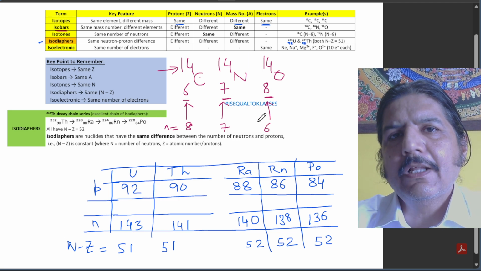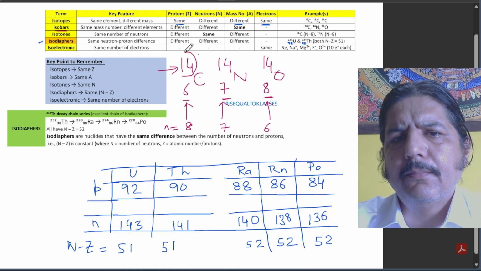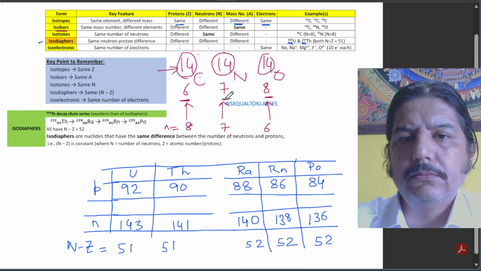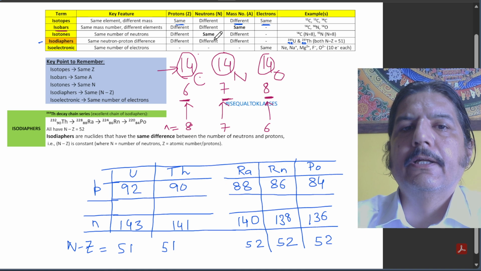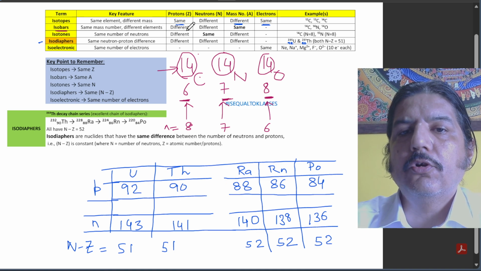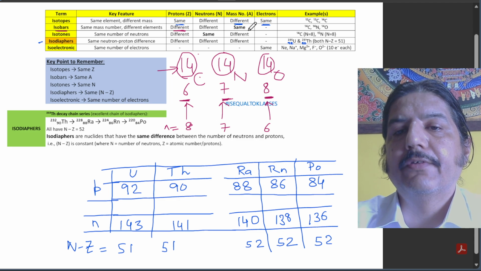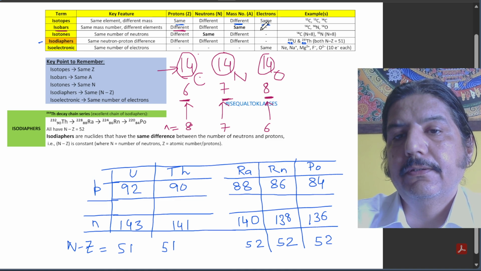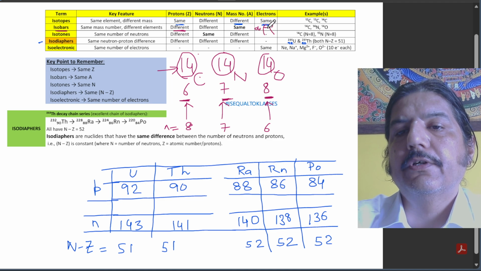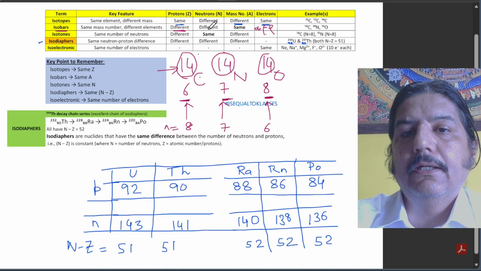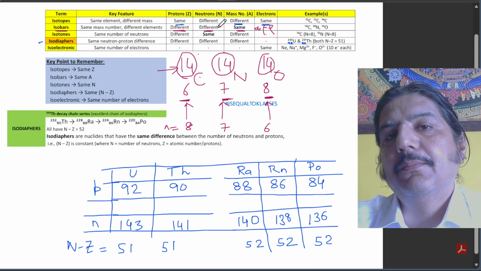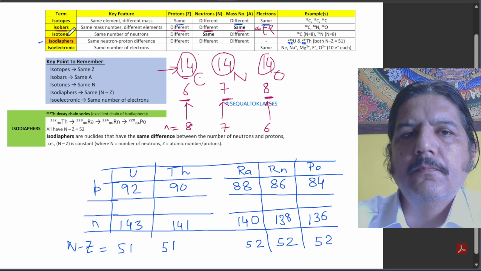So isobars are something where the mass number would be the same, but the atomic number would be different. So that is why it is mentioned protons are different. The number of protons is different. The number of electrons would also be different, because the protons are different. The neutrons would also be different. But what would be the same? The same would be the mass number. Hope this is making sense.